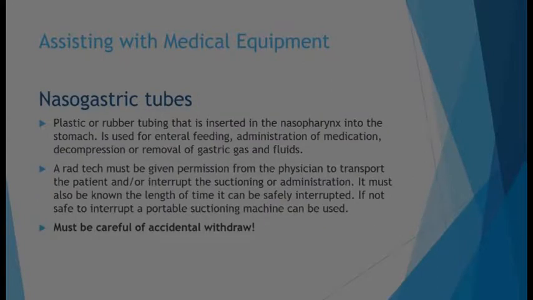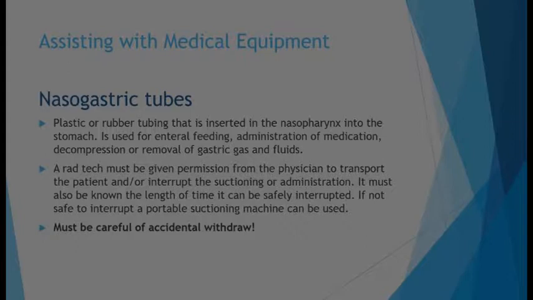Nasogastric tubes are plastic or rubber tubing that is inserted through the nasopharynx into the stomach. It is used for enteral feeding, administration of medication, decompression, or removal of gastric fluids and gases.